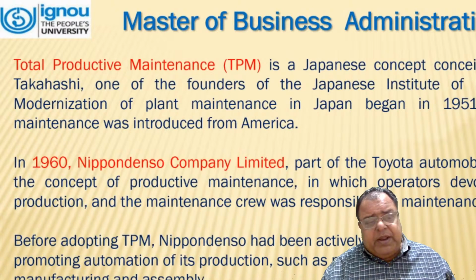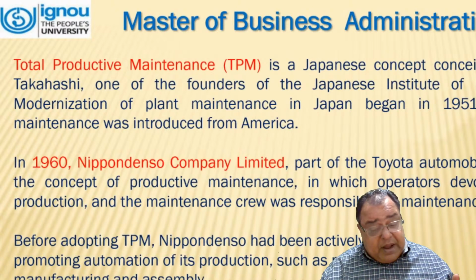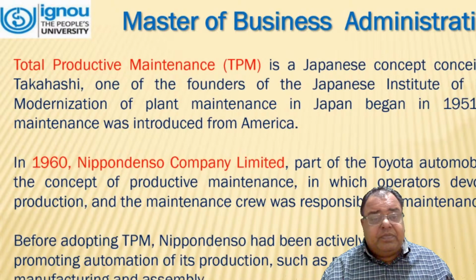Before adopting total productive maintenance, Nippon Denso had been actively promoting automation of its production, such as part manufacturing and assembly. But as operations were automated, maintenance of the automated equipment by the conventional maintenance crew became difficult.